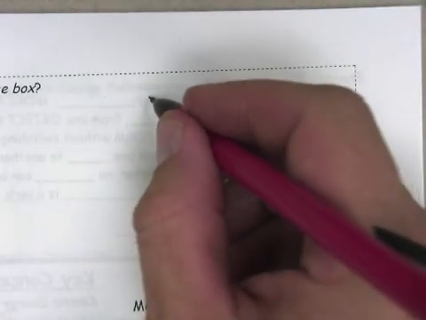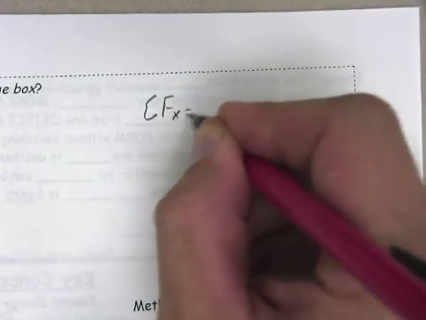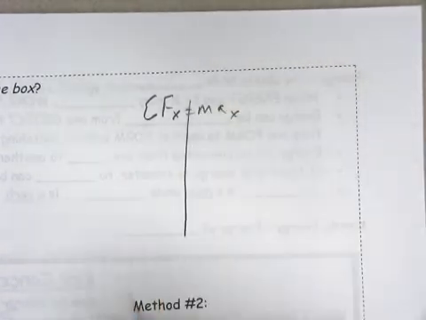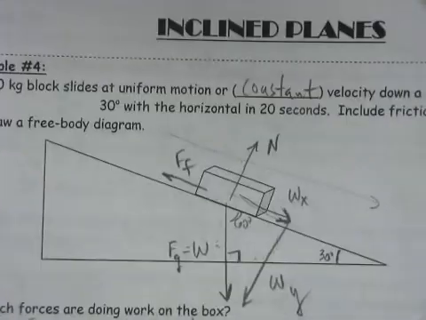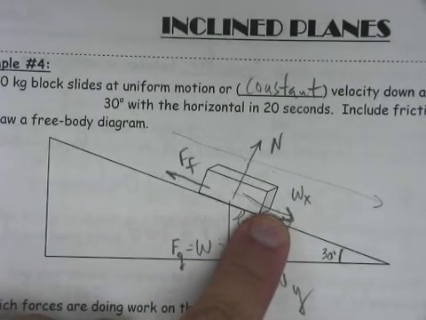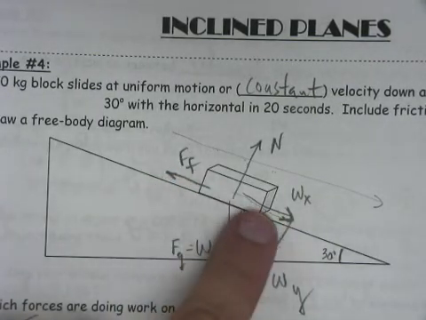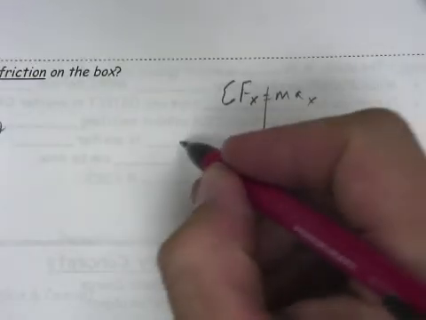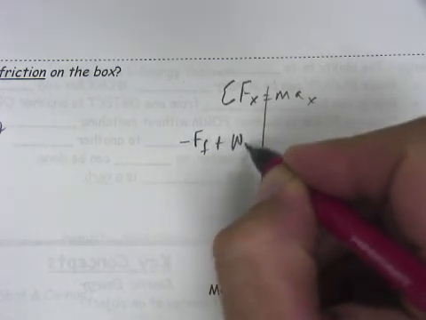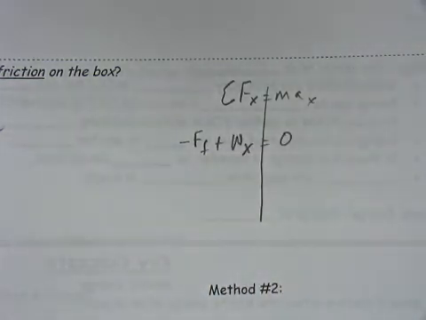Well, the way that we're going to get that value is by using Newton's second law. And we're going to sum up all the forces acting in the x direction. So what are those forces? Well, we've got the weight in the x direction, and we also have friction in the x direction. Those are the only two. So it's negative F of F plus the weight in the x direction. And there is no acceleration. The object is not speeding up, and it's not slowing down, because part of the problem said earlier that this box is moving at a constant velocity.